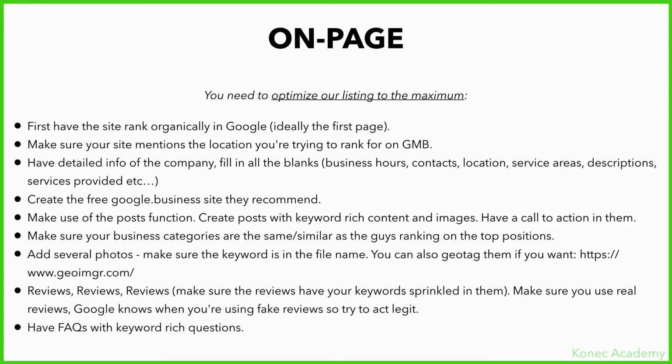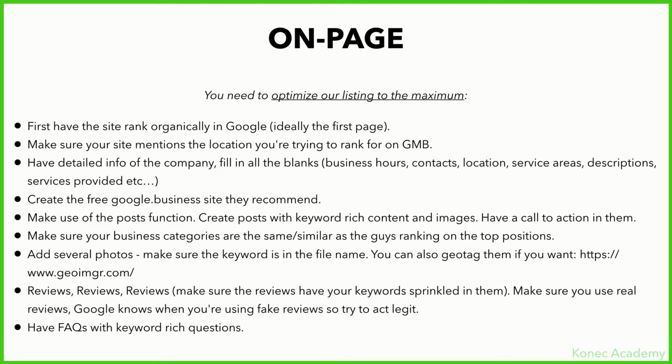Then you want to make sure you use the posts function. So when you create a Google My Business listing, Google allows you to create posts. So make sure you create posts that are keyword rich. So don't just make a post that's irrelevant to your niche. Make a post that has an image, that has actual content and valuable content. Make sure you sprinkle your keywords on there. So for example, if you had a Google My Business for a plumbing company in Dallas, make sure you sprinkle that keyword on the post, and make sure you have a call to action, either for people to visit your site or to give it a call. And again, we'll be going over an example in just a bit after I explain to you what you need to do regarding the off page.